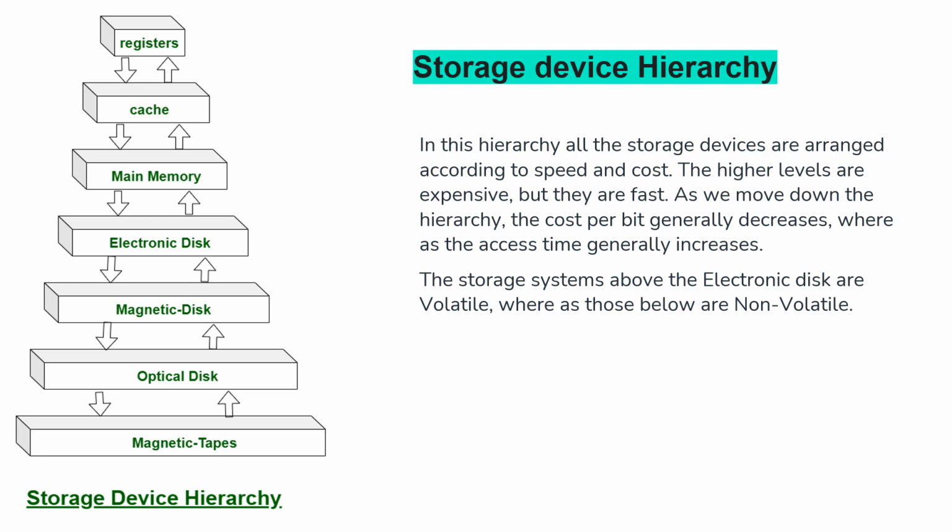Next one is volatile versus non-volatile. An essential differentiation lies in the volatility of storage devices. Those located above electronic disk in the hierarchy are considered volatile. These devices, when power is interrupted, lose their data. Conversely, the storage devices below electronic disks are categorized as non-volatile. They maintain data integrity even in the absence of power, making them suitable for long-term data storage.